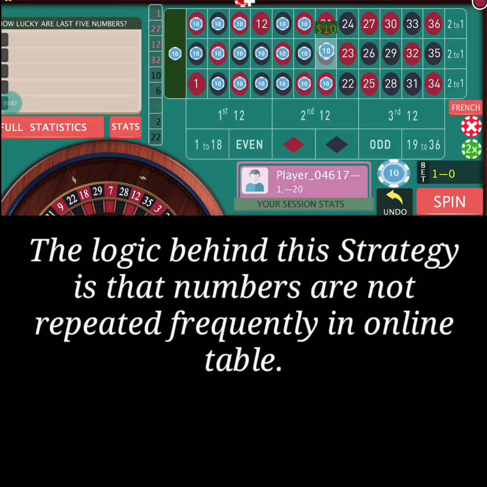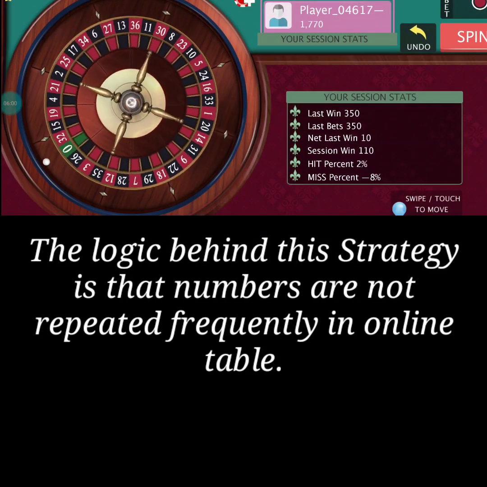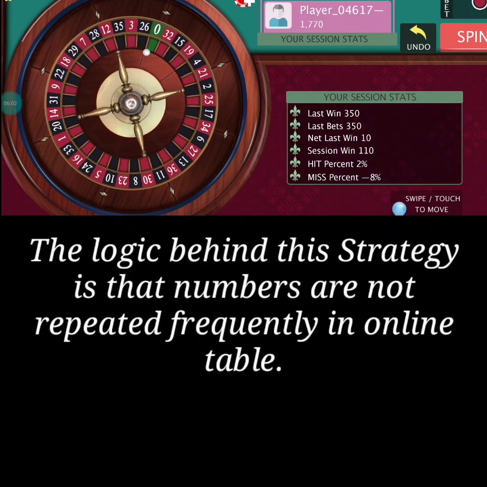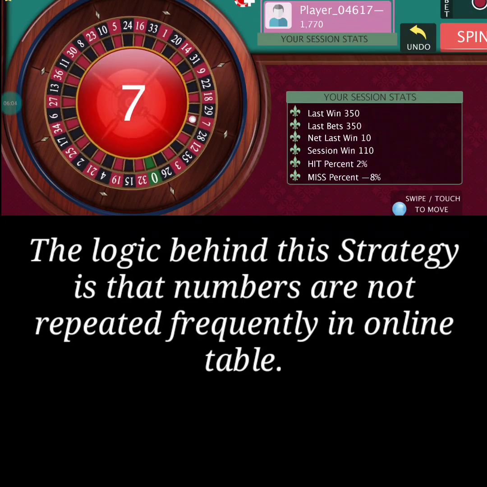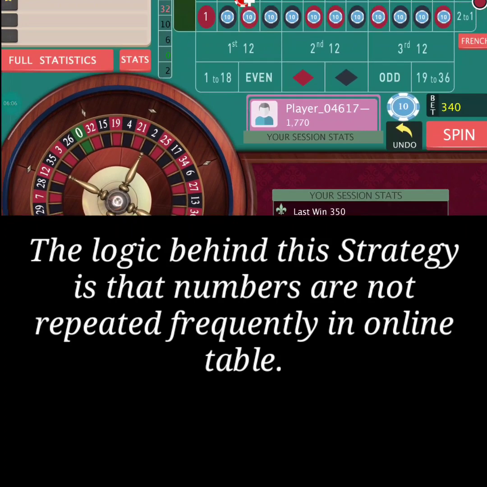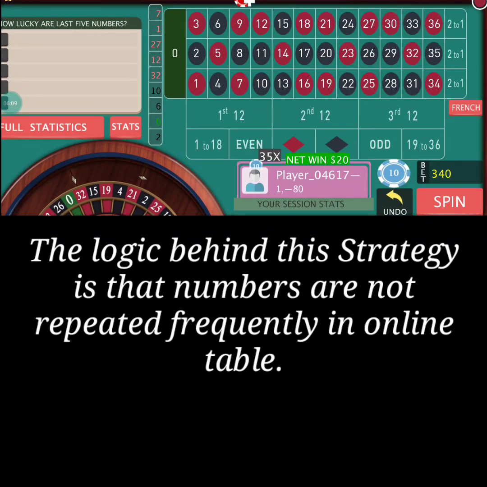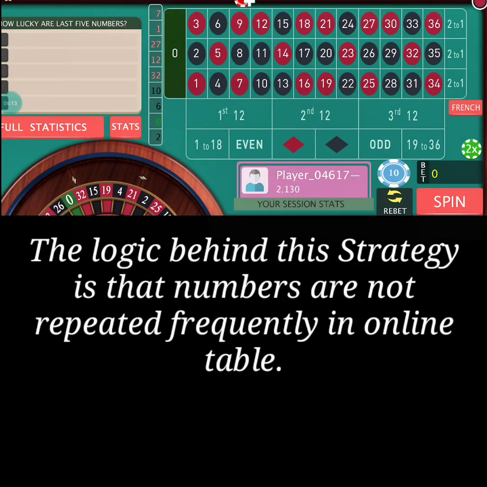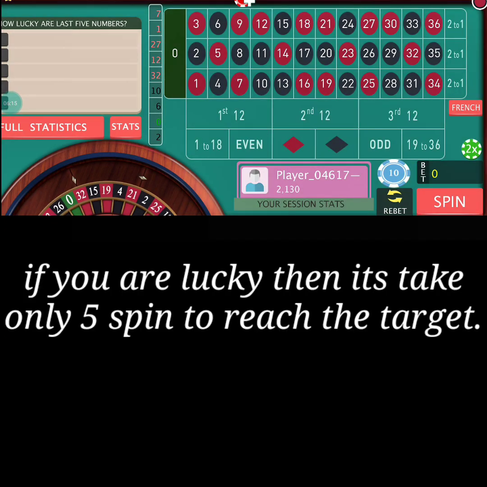The logic or reason behind this type of strategy is that numbers are not repeated frequently. Sometimes a number gets repeated, but in most cases numbers are not repeated very frequently, and you have to take advantage of that. Just 5 to 7 spins. If the number hasn't repeated itself, then you will get your target.